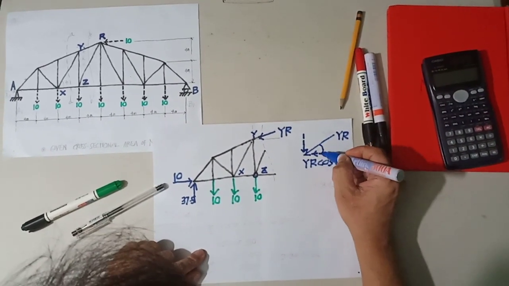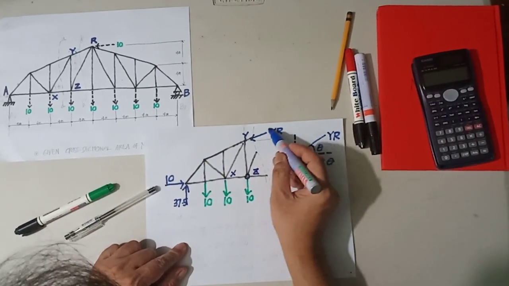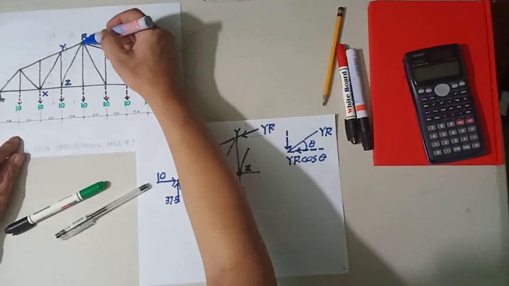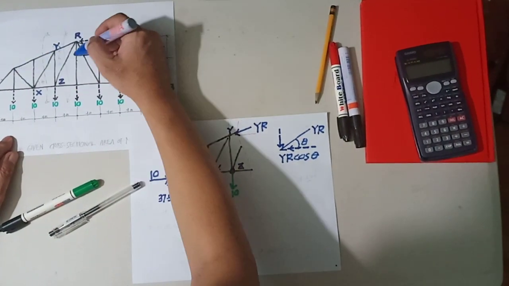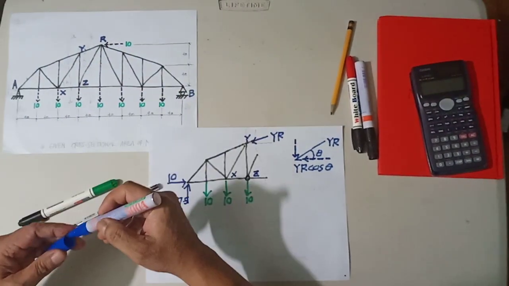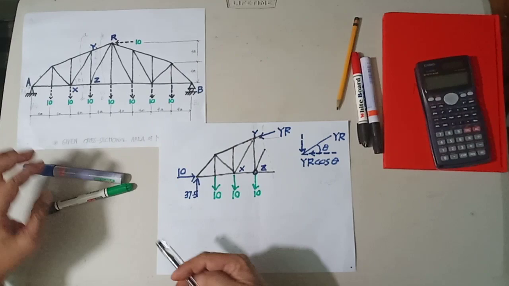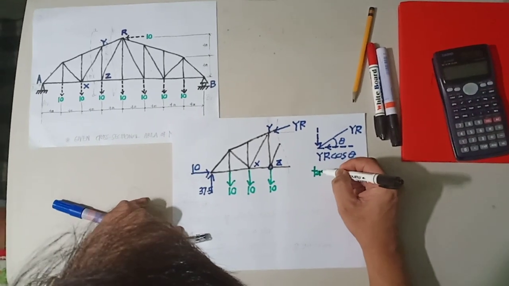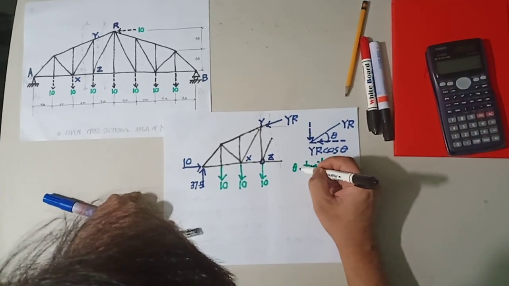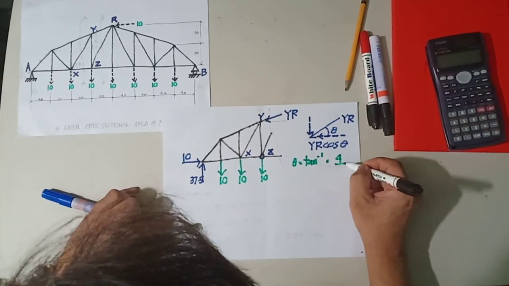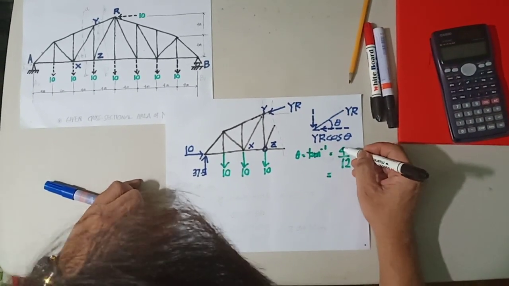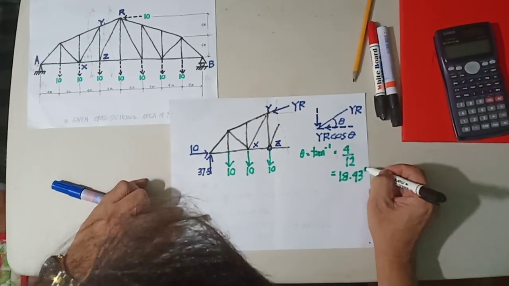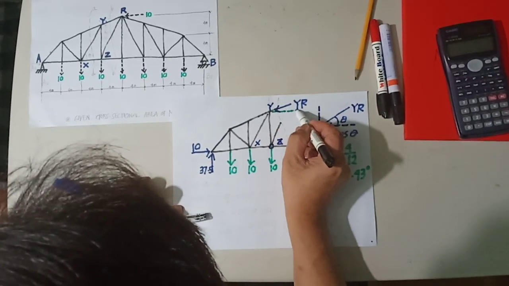Now, what is theta? What is this theta? Theta is this particular line whose slope is 4 all over 12. This is 4 all over 12. This is 1, 2, 3, because each of the distances there is 4 meters. So, for theta, you have tangent inverse of 4 all over 12, and inverse tangent of 4 all over 12 is equivalent to 18.43 degrees.